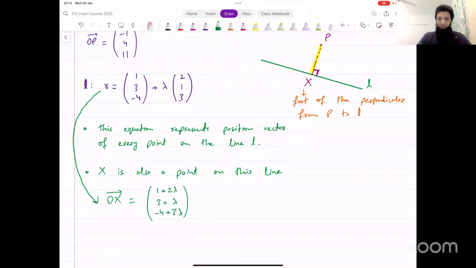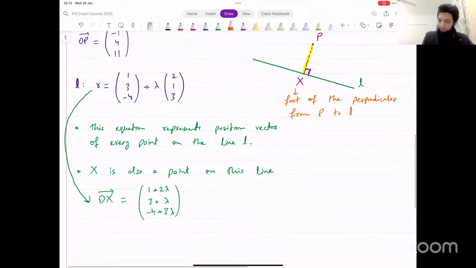Okay, good. So now that we know that the position vector of X is this, we have a perpendicular here. There's a perpendicular at the point X. What do we know about perpendicular vectors? We know that their dot product should be 0.